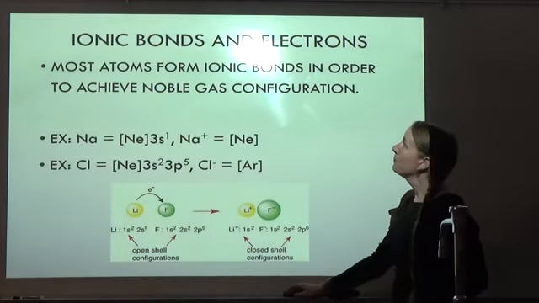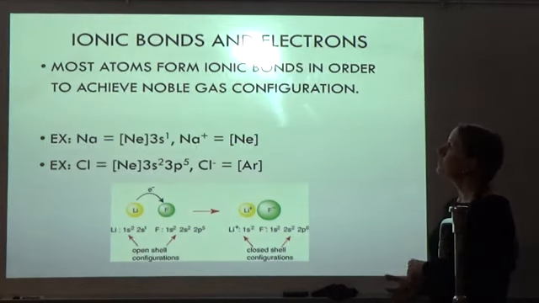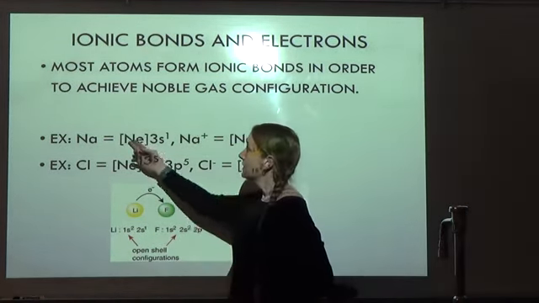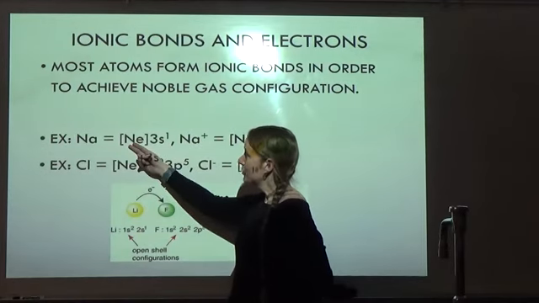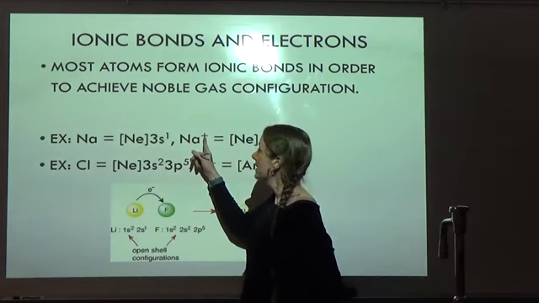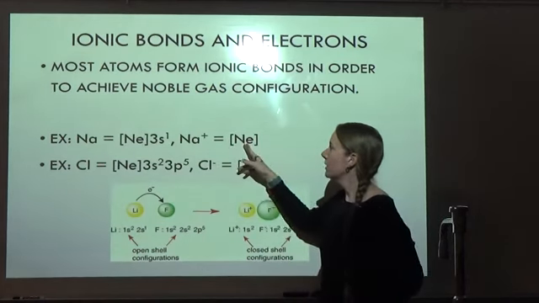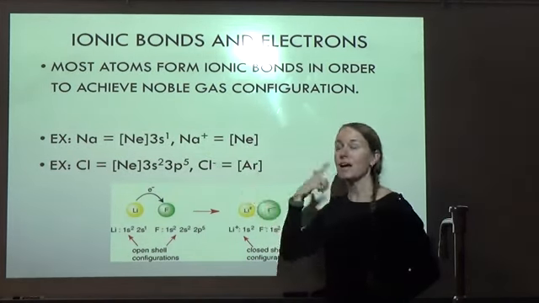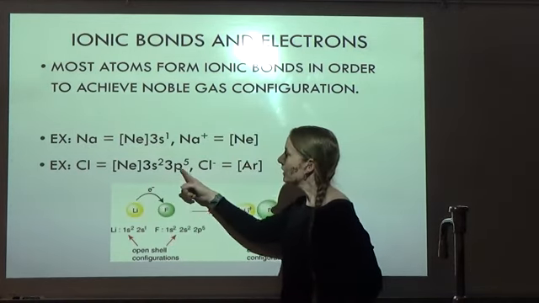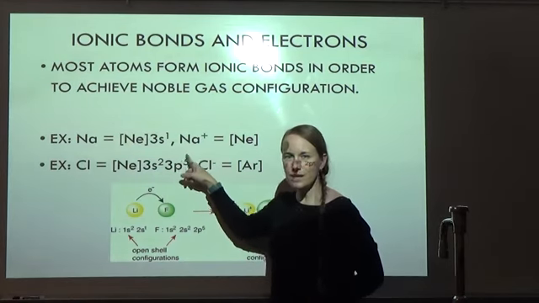All right, so ionic bonds and electrons. Most atoms form ionic bonds in order to achieve noble gas configuration. So for example, sodium, this is noble gas configuration, it's Ne, which is neon, and then it has 1 valence electron, which is 3s1. Well, when it becomes positive, it loses the 3s1 electron. So now its electron configuration is similar to neon, so now it's stable. Whereas, for example, chlorine, it has this electron configuration normally, Ne 3s2 3p5. So see, it's almost there.